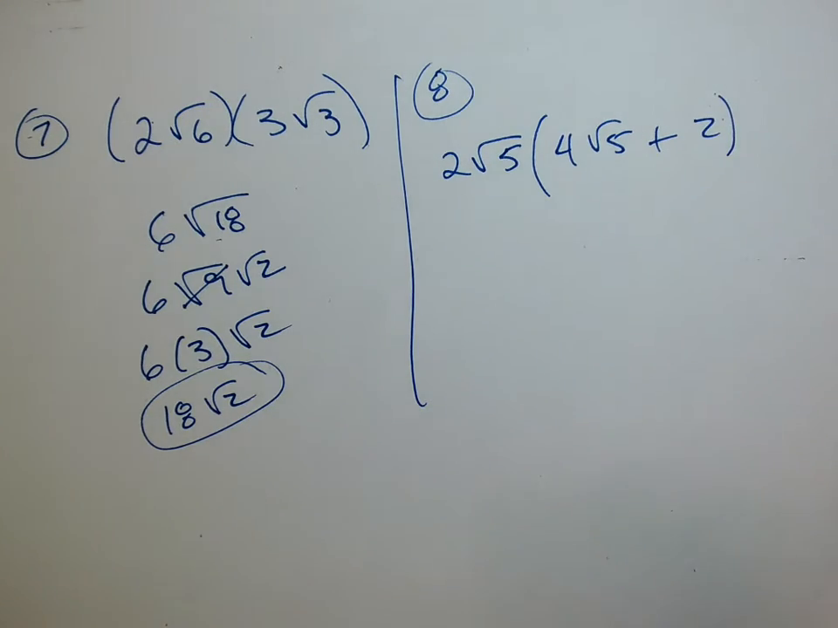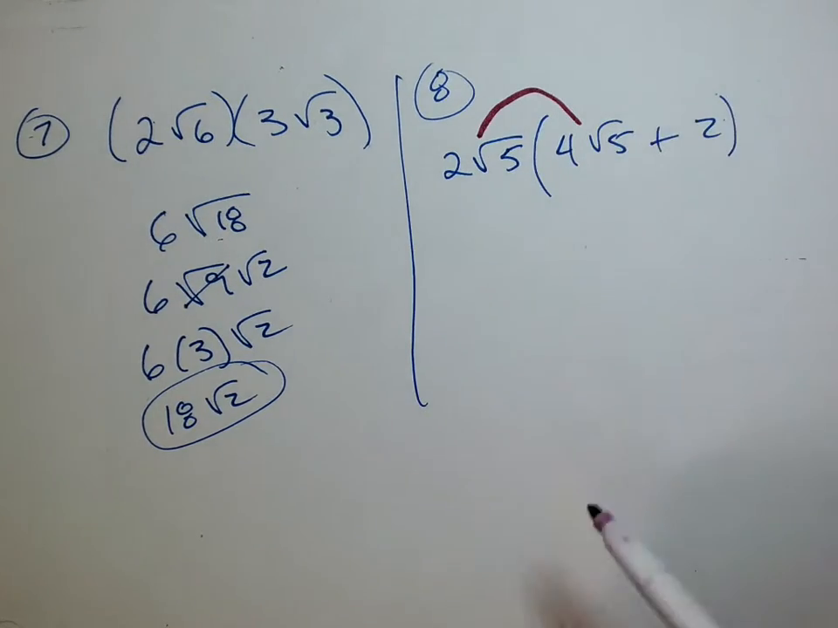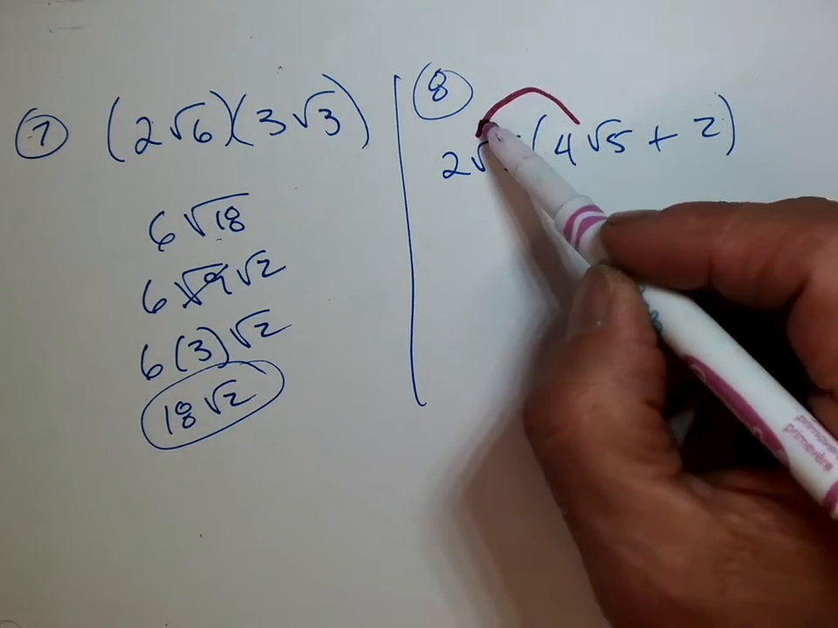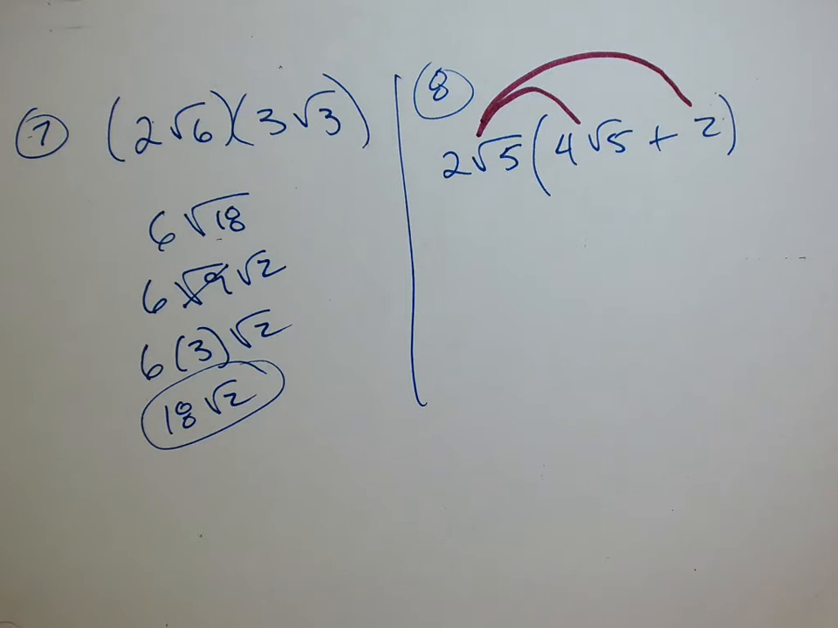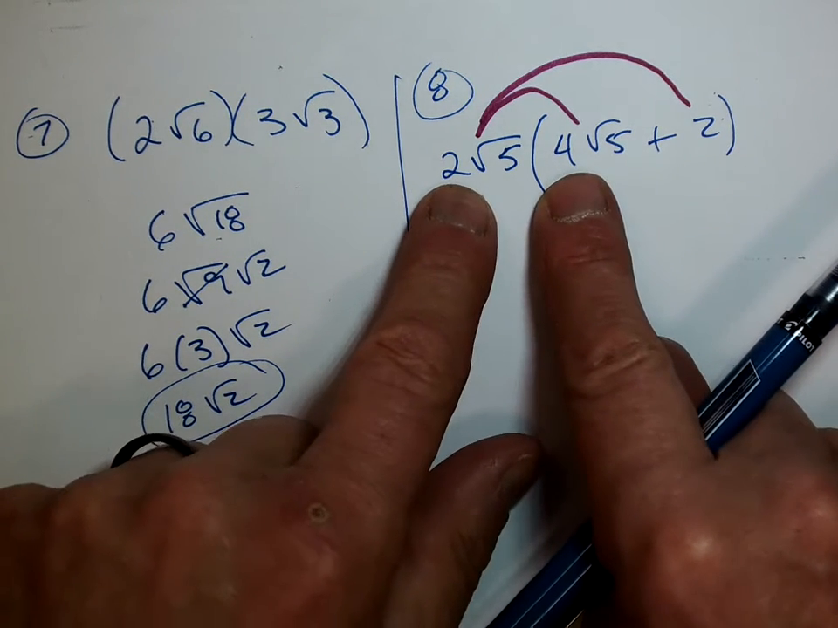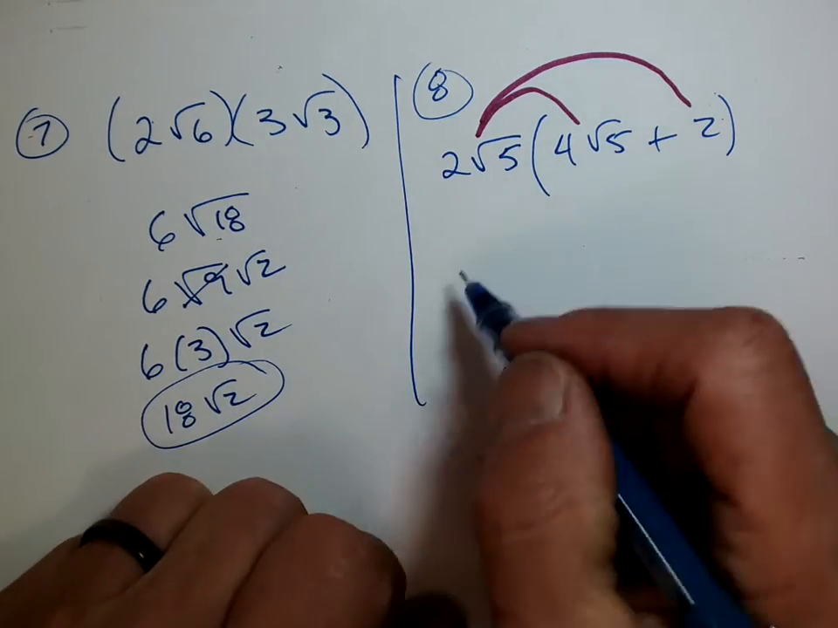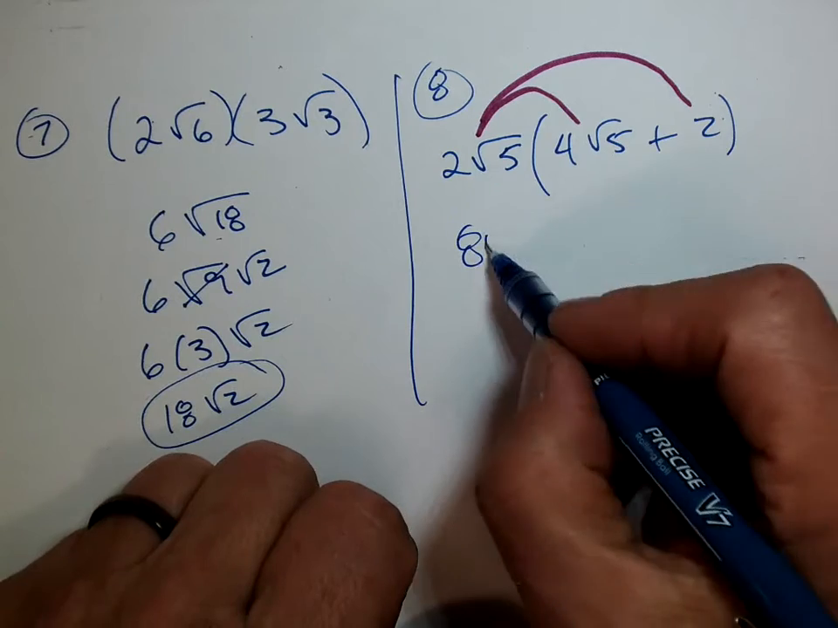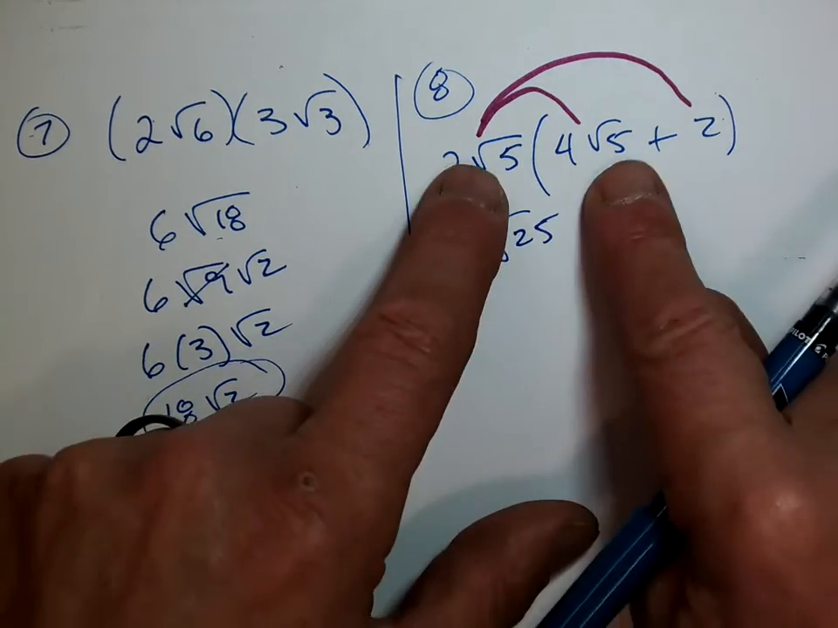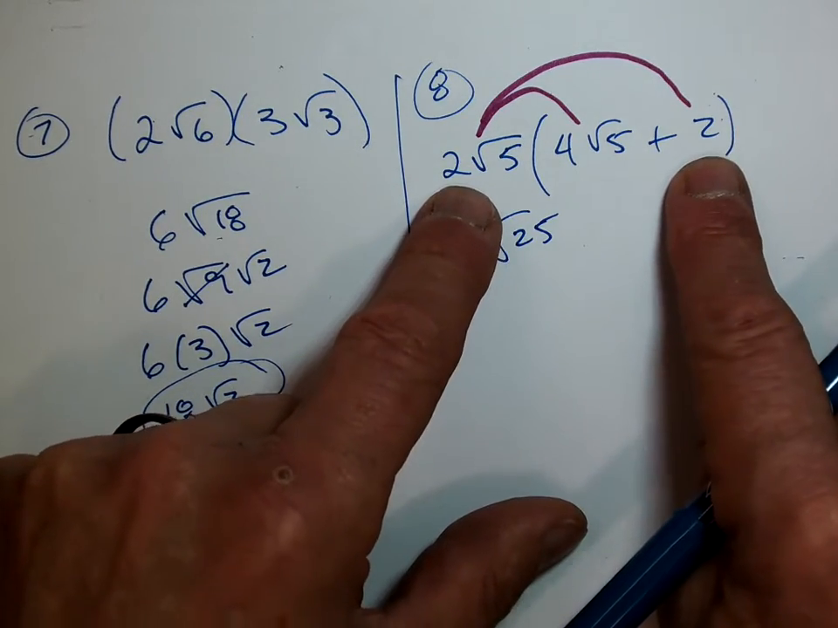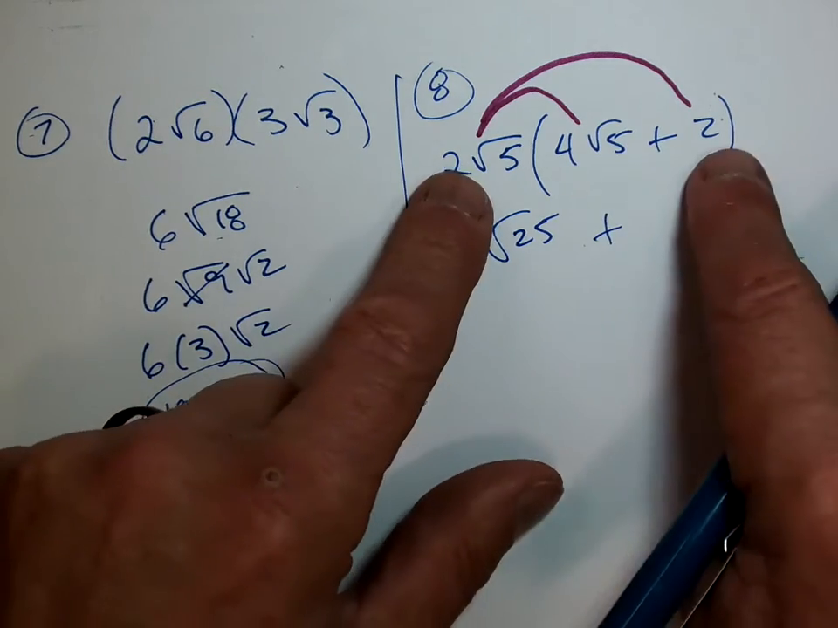Okay, number 8, I'm going to distribute. I'm going to go, okay, 2 square roots of 5 times 4 square roots of 5. Then 2 square roots of 5 times 2, okay? So I'm just going to distribute, okay? So I'm going to get 8 square roots of 25. You see it? 8 square roots of 25, okay? Then plus 4 square roots of 5.